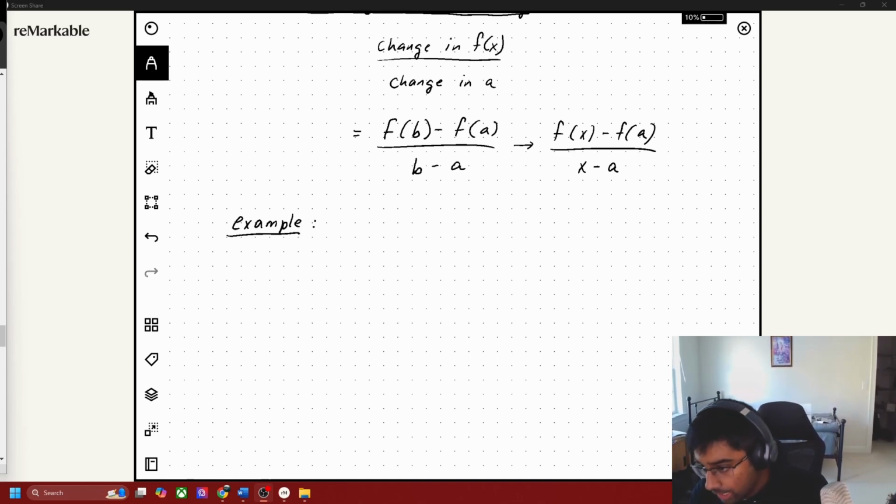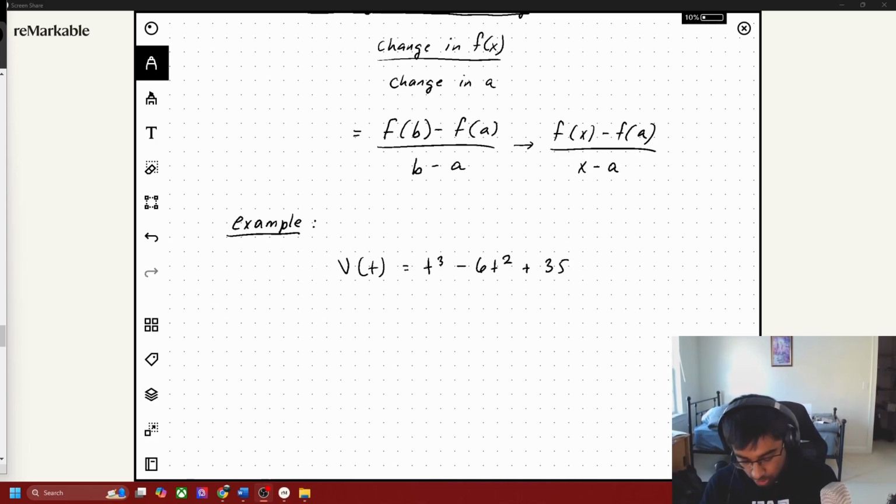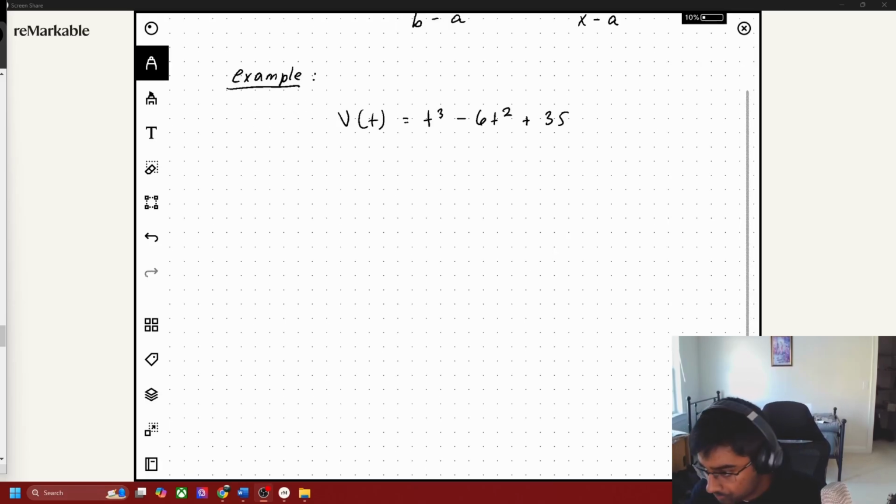So let's say you have a hot air balloon, or a normal balloon. Let's make it less wacky. An air balloon, sorry. Let's say the amount of air in a balloon is given by this function, V of t, that's just volume, 3t cubed minus 6t squared plus 35. So this function represents the air in a balloon after t hours. You can graph this if you'd like, but I don't think it's too important.